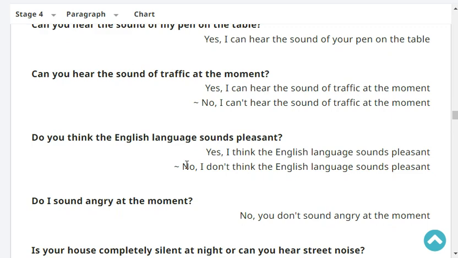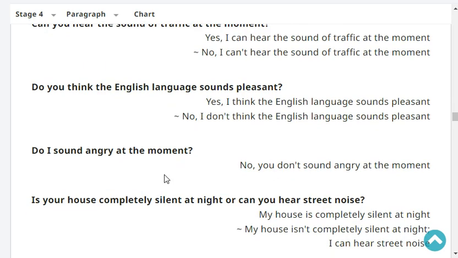Do you think the English language sounds pleasant? Yes or no? Yes, I think the English language sounds pleasant. Very good. Do I sound angry at the moment? No, you don't sound angry at the moment.